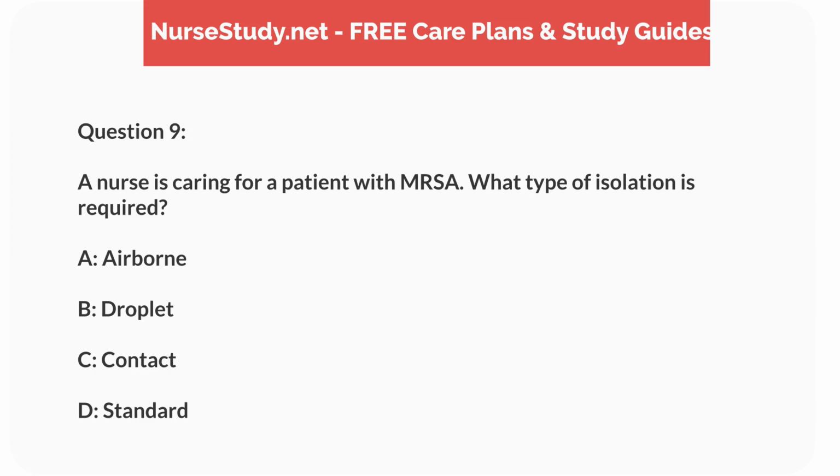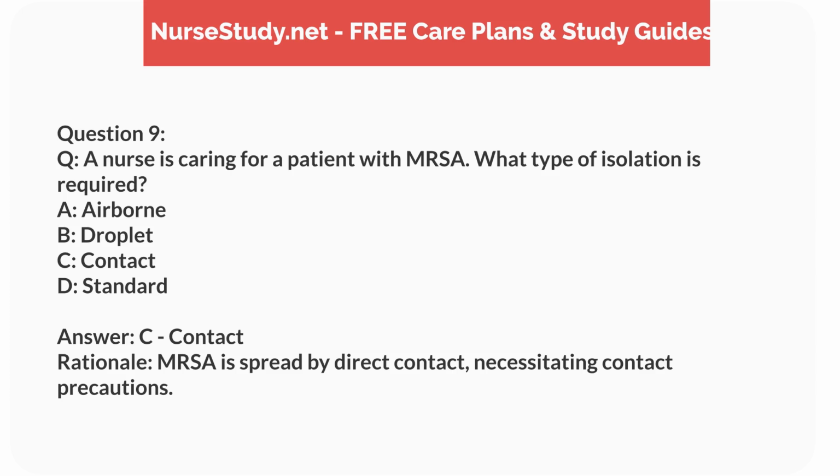Question 9. A nurse is caring for a patient with MRSA. What type of isolation is required? A. Airborne. B. Droplet. C. Contact. D. Standard. Answer: C. Contact. Rationale: MRSA is spread by direct contact, necessitating contact precautions.